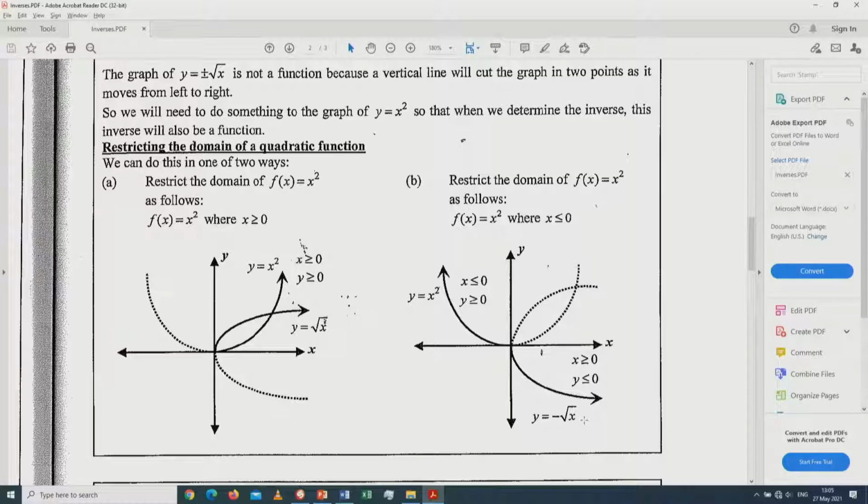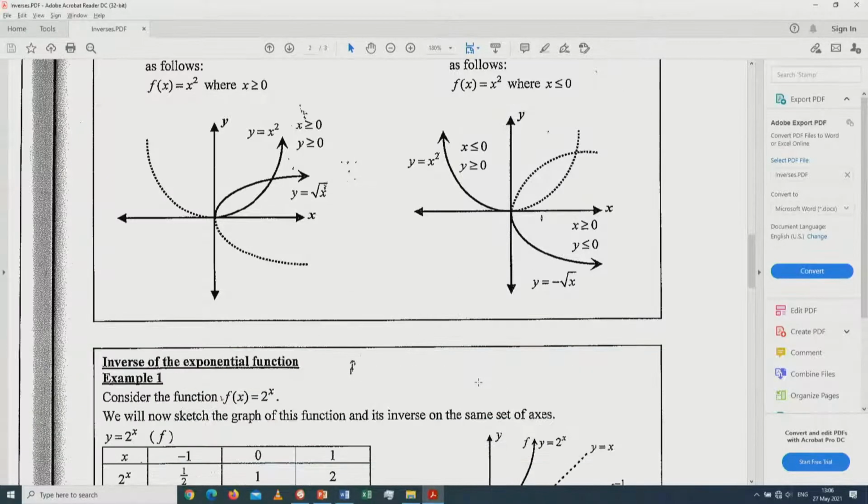In a quadratic function, you can restrict the domain in two different ways: x greater or equal to 0, or x less or equal to 0. Why do we restrict the domain? You restrict the domain of the function to ensure that the inverse is also a function. Because in this case, the parabola, the quadratic function, is a function, but the inverse thereof is not a function. So we want that inverse to be a function. Hence, we restrict the domain of the original function so that the inverse could also be a function. Thank you very much. Let's carry on.